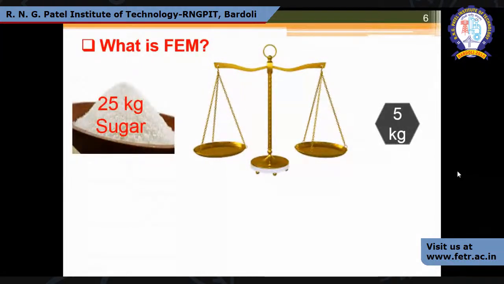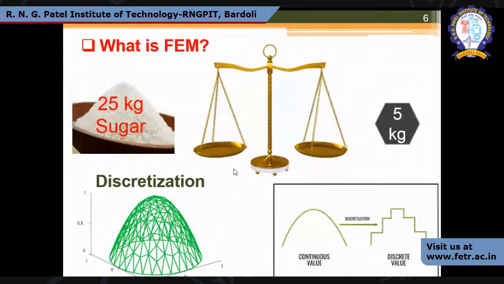FEM is nothing. It is just a conventional method which we have already used. Suppose we have to weigh 25 kilograms of sugar with a 5 kilogram weight, then how is it possible? So of course, what we do, we just take 5 kilograms 5 times, which means we have discretization of the weight. Similarly, discretization is one type of finite element method. In electrical waveforms, there are two types of current, AC and DC. So you know that if by using DC we want to produce AC, then we have to continuously discretize that particular DC at different levels, then we easily find the AC.